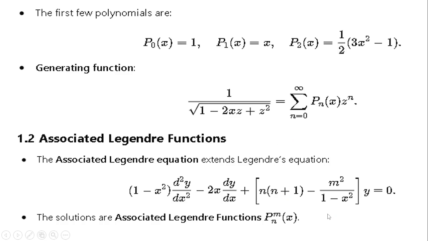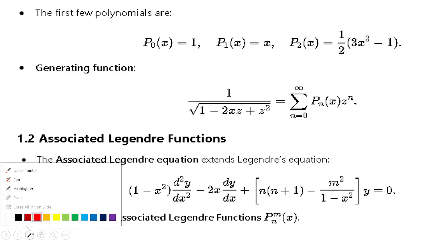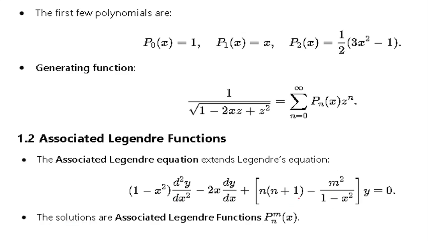Then if you check this one, you see everything is almost the same. The only additional one is this point. The additional one is minus m squared over 1 minus x squared. Correct.